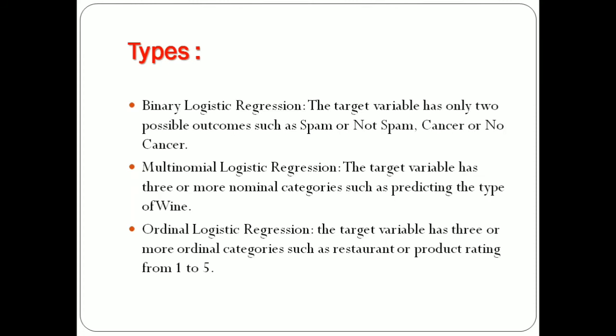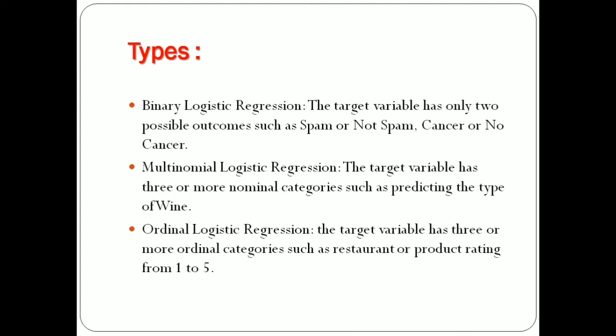There are generally three types of logistic regression. First is binary logistic regression. Next is multinomial logistic regression. And third is ordinal logistic regression. What is binary? As the name indicates, the target variable or the dependent variable will have two possible outcomes, that is yes or no, 0 or 1, spam or not spam, cancer or no cancer, fake or true. Whenever there are two outcomes, it is binary logistic regression.